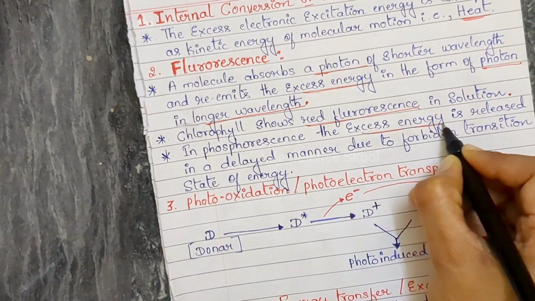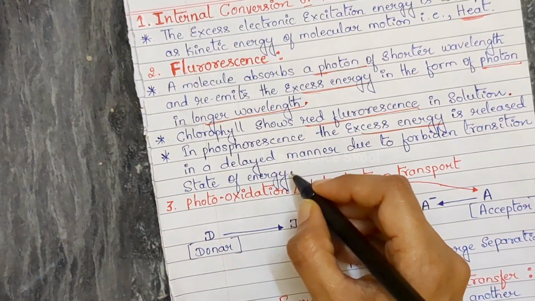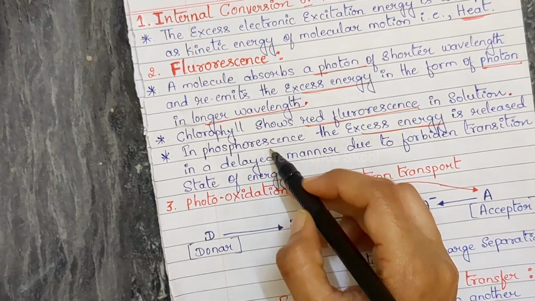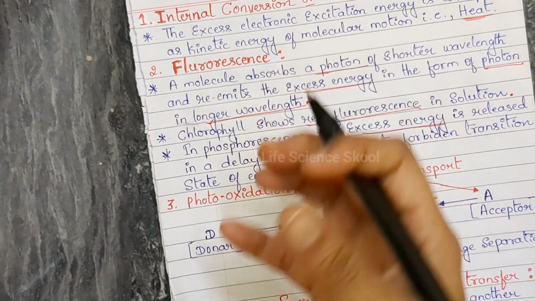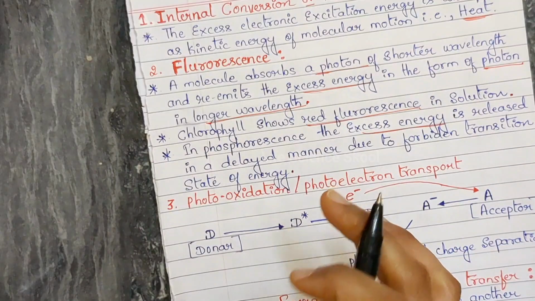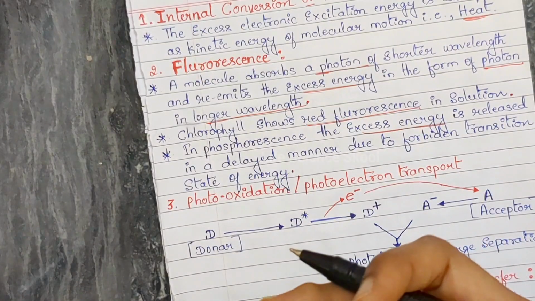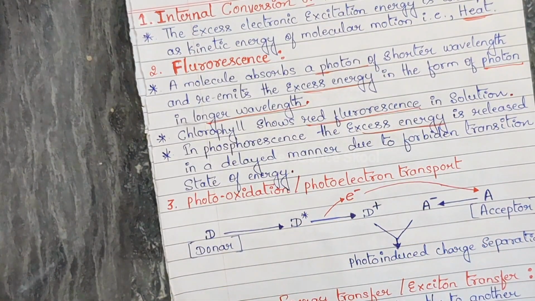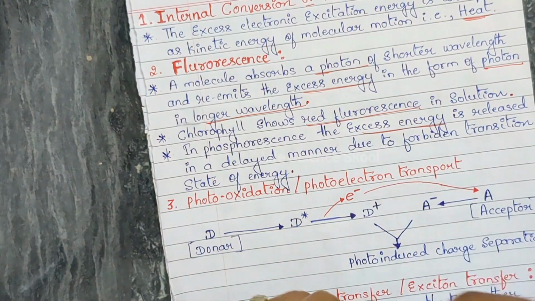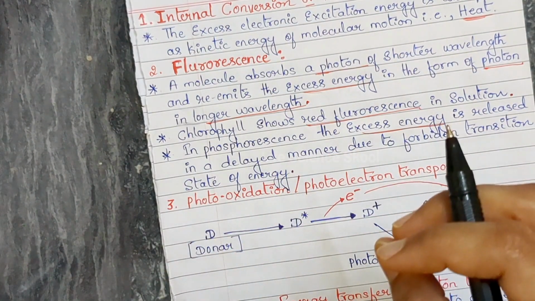And in phosphorescence, the excess energy is released in a delayed manner due to a forbidden transition state of the energy. So what is phosphorescence? Phosphorescence is a process in which the energy absorbed by a substance is released relatively slowly in the form of light. Fluorescence and phosphorescence are the causes of photoluminescence. You know what photoluminescence is? Photoluminescence means some substances glow in the dark, right?